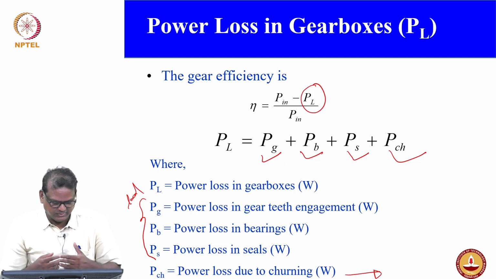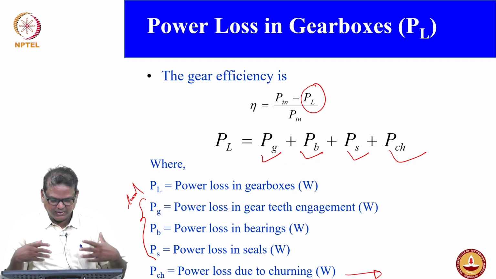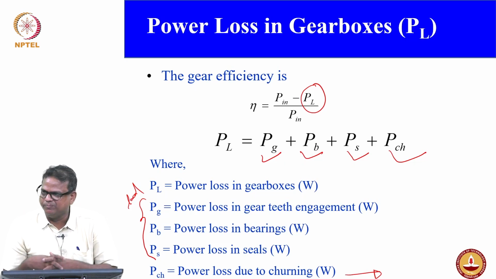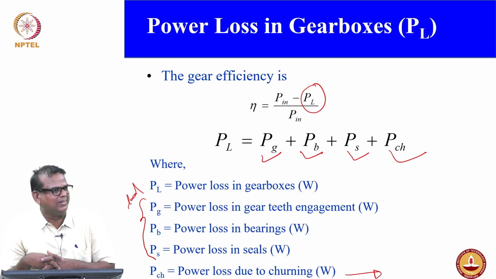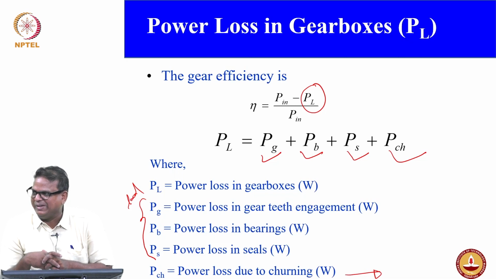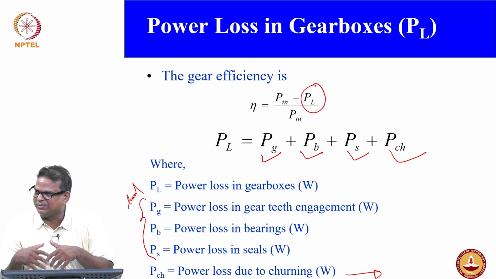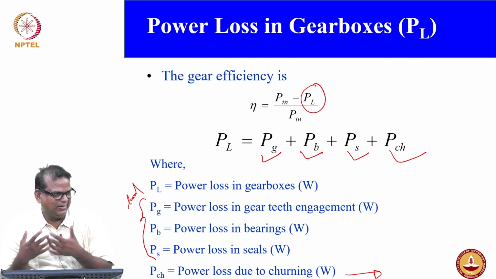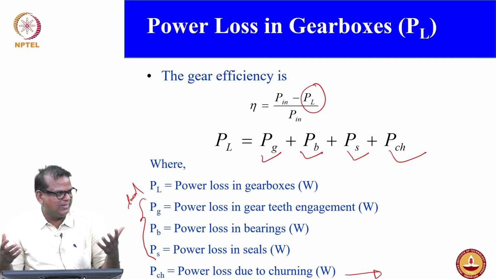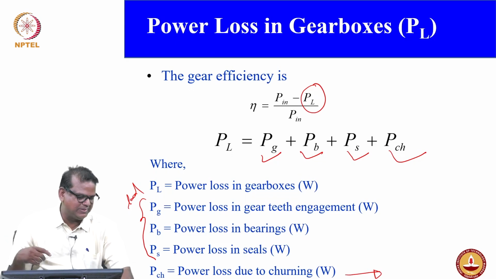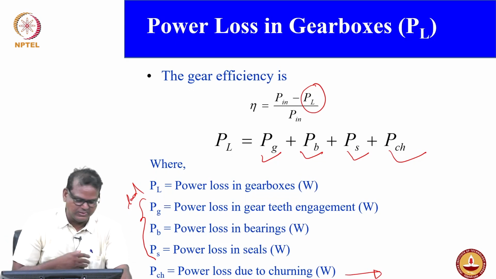Let me ask a question: you have 4 losses, among these 4 losses which would be more? Is it from gears, or from bearings, or seals, or churning? Obviously it would be from gears, right, because that's the one making the contact. The more the gears, the more the power loss, whereas bearing is limited, and so are seals.